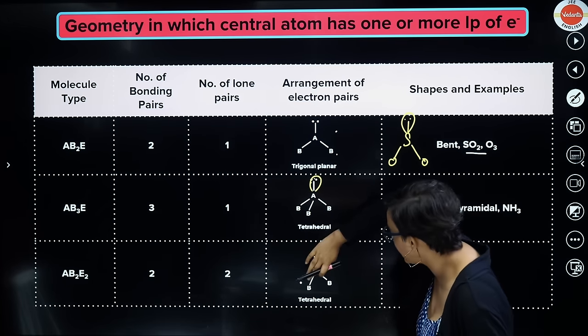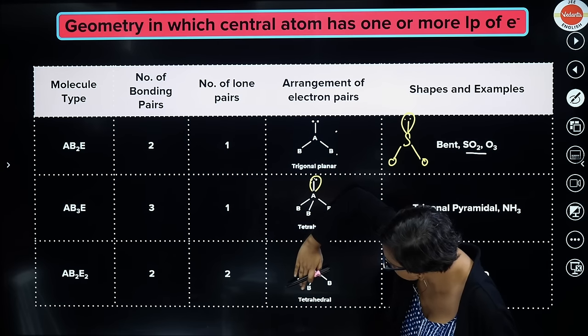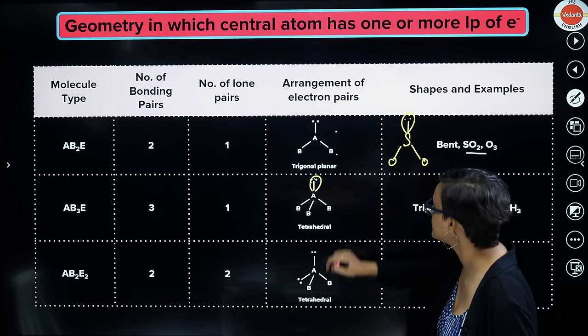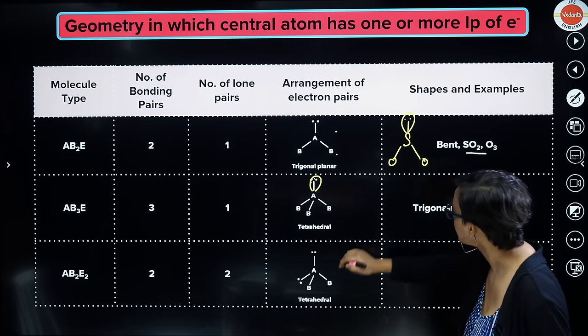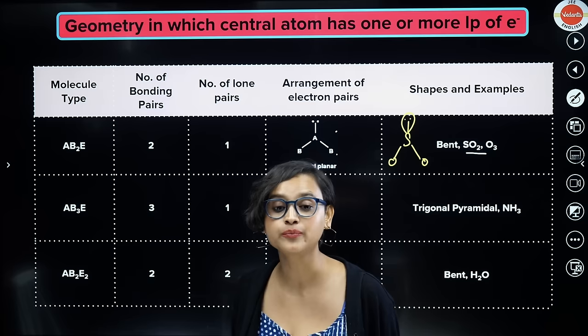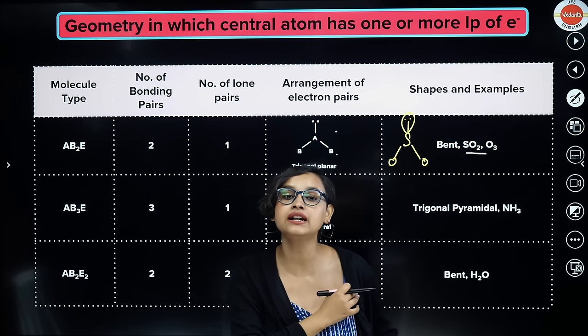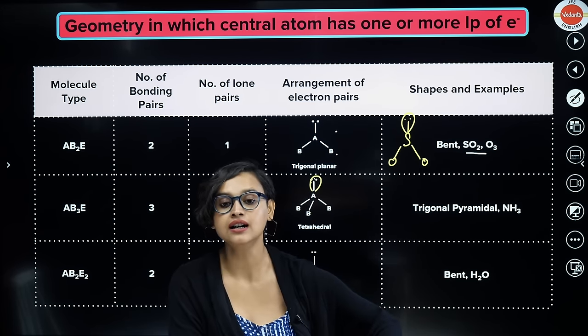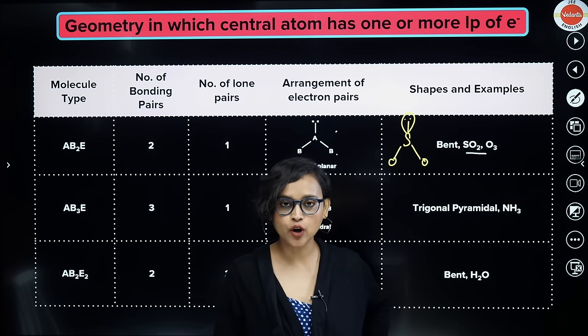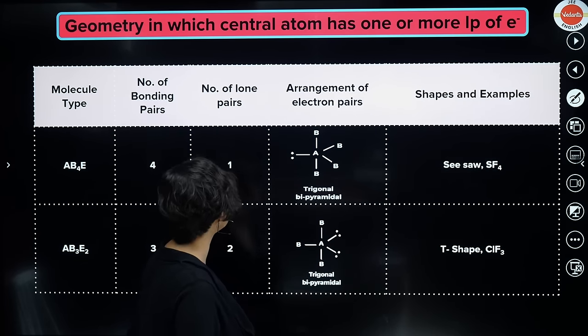But this time, close these two lone pairs. What do you see? Bent shape. This one and this one are the same shape, right? Same bent shape. What is the example? H2O. Water has a bent shape, okay? Alright, everybody, getting my point? Okay, great. Moving on from here now.